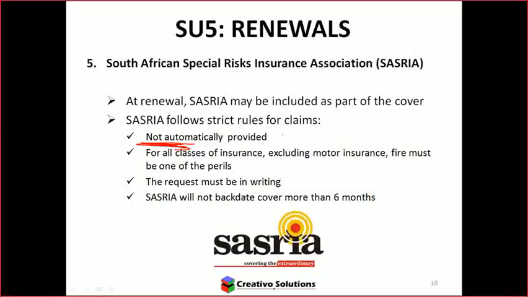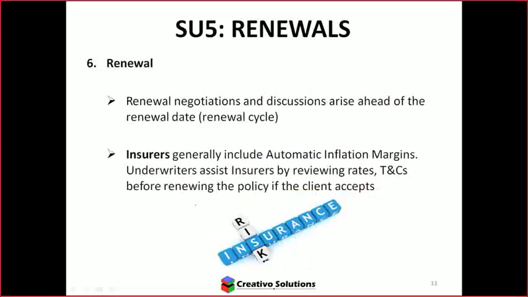Okay, yes. To at least have cover to try to build or rebuild those items, those facilities. Okay, right. And the request must be in writing, and SASRIA will not backdate cover for more than 6 months. So if you haven't included it, you can't backdate it. Okay, it needs to be included and it's forward-looking. Right, and that's SASRIA.